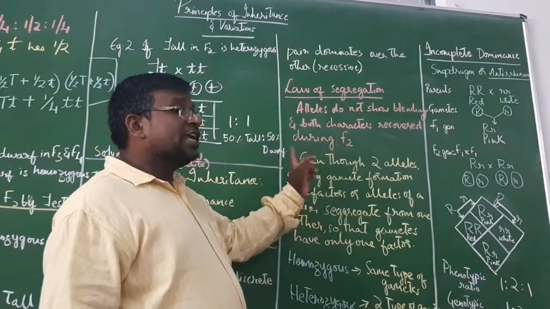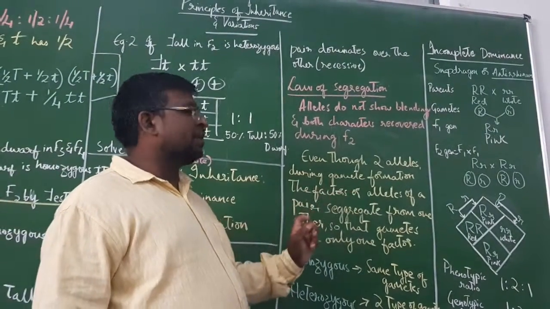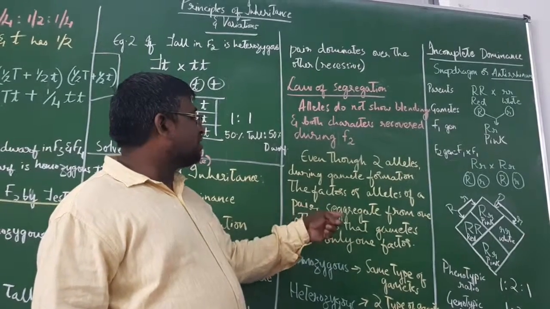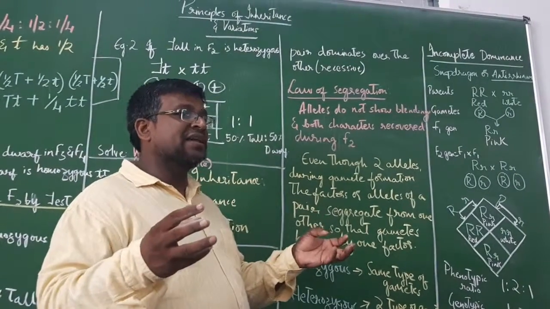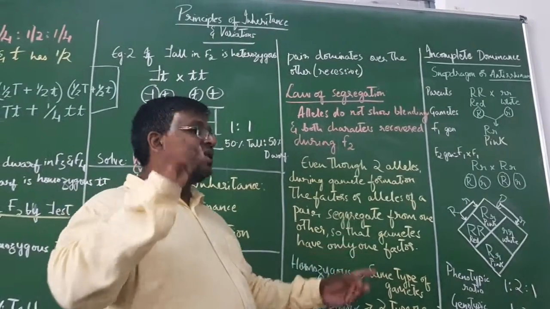Remember about that. Even though there are two alleles, during gamete formation the factor or alleles of a pair segregate from one another so that gametes have only one factor.